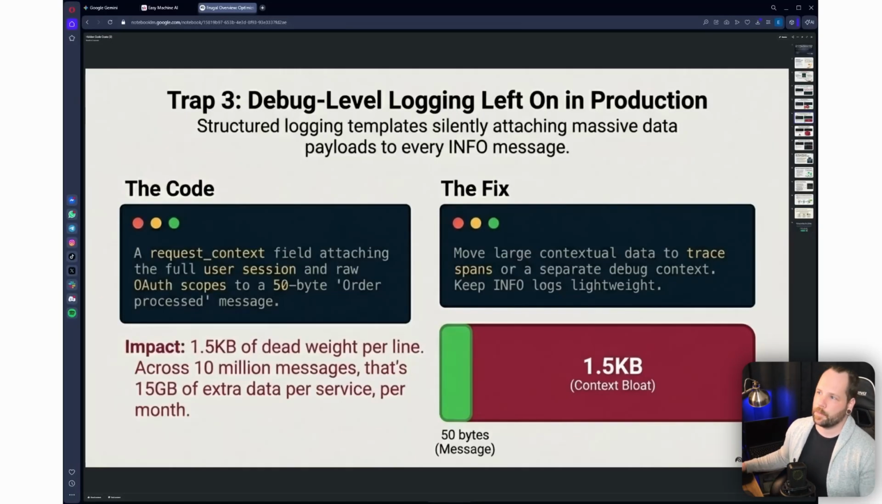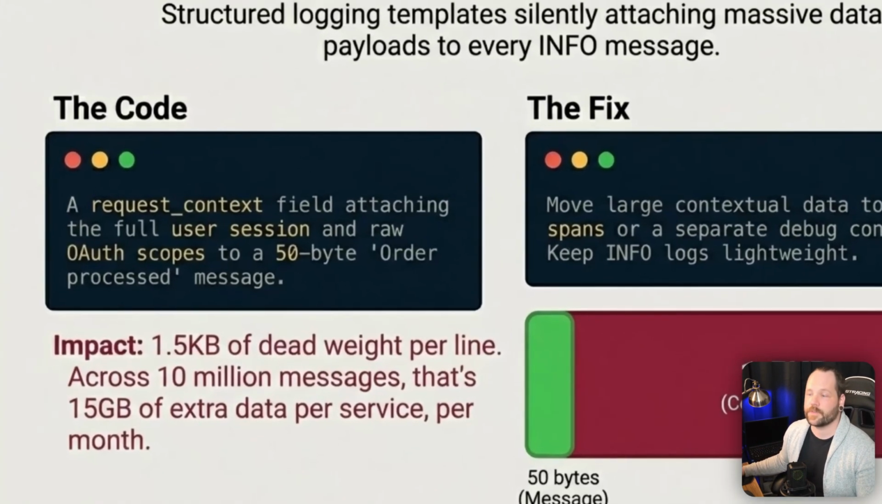How we've seen it happen before is your team adopts structured logging, which is great practice. Your template has the standard fields like your timestamp, your log level, all that. But somebody needs to debug an auth issue, for example. So they attach a request context tag that never gets turned off. So all of a sudden, every single log message across the service carries an extra, let's say 1.5 kilobytes of context that nobody needs and nobody reads.